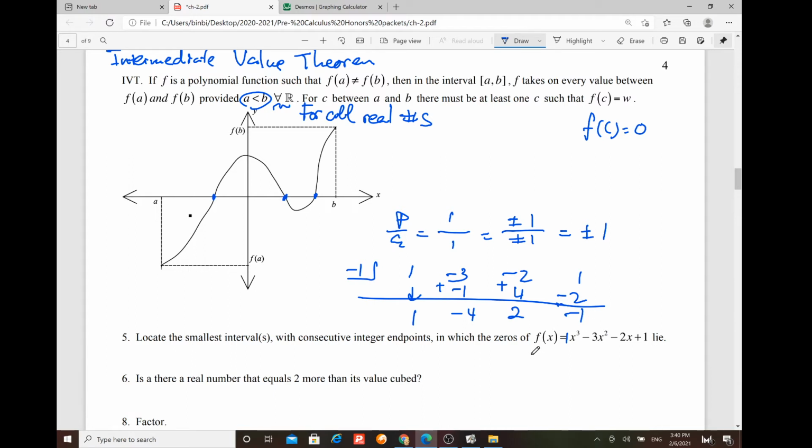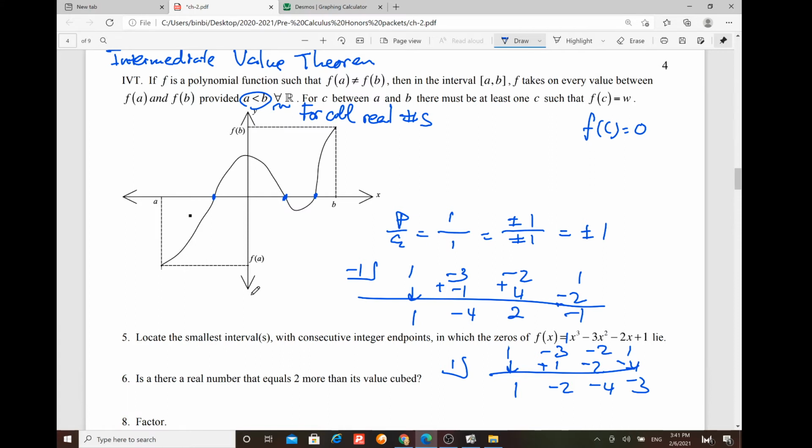So what about the other number that we haven't tried yet, which is 1? Let's try 1 and see what happens. We got 1, negative 3, negative 2, and 1. First number, bring it down. 1 times 1, 1. Combine it with negative 3, so we got negative 2. Negative 2 times 1, negative 2. Negative 2 plus negative 2, negative 4. Negative 4 times 1, negative 4. So it's negative 3. So if you try to use the rational zero theorem, none of those possible solutions work, because those zeros might not be rational. They might be irrational.